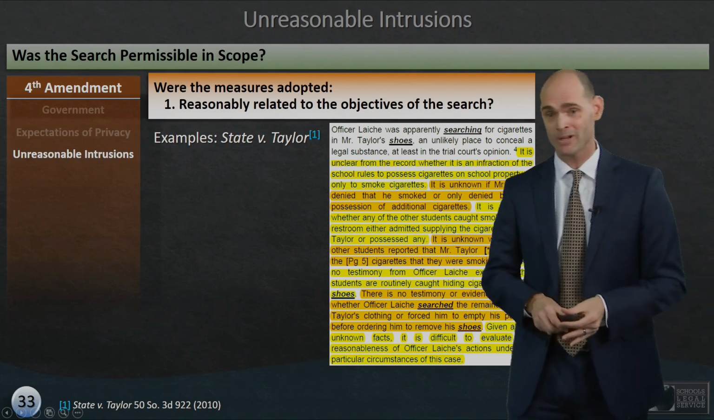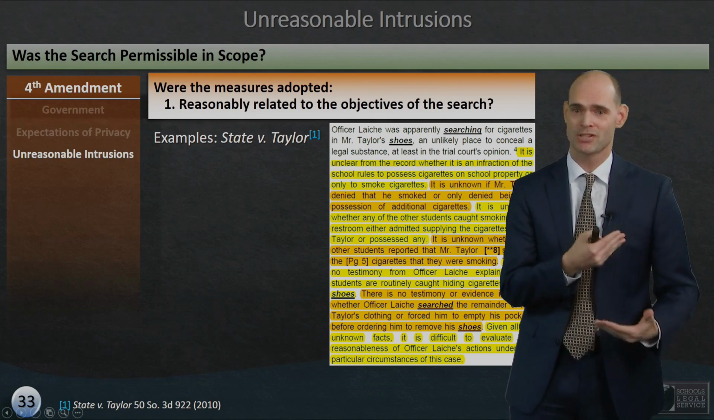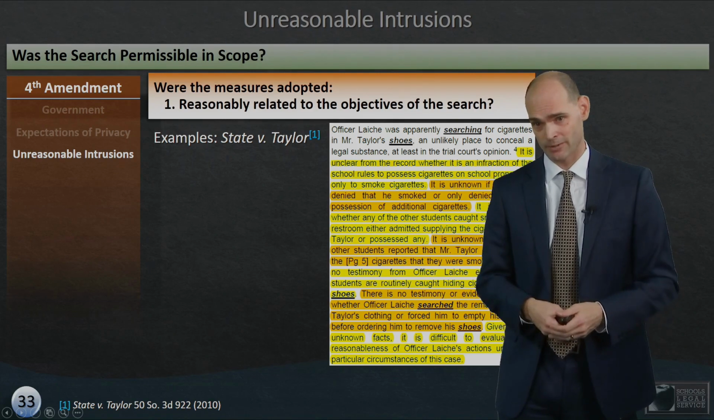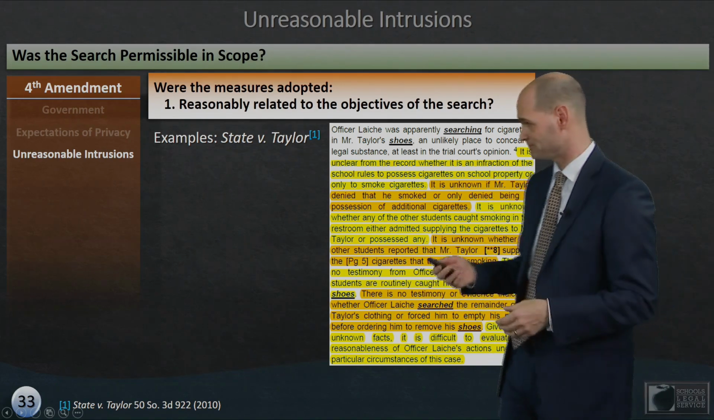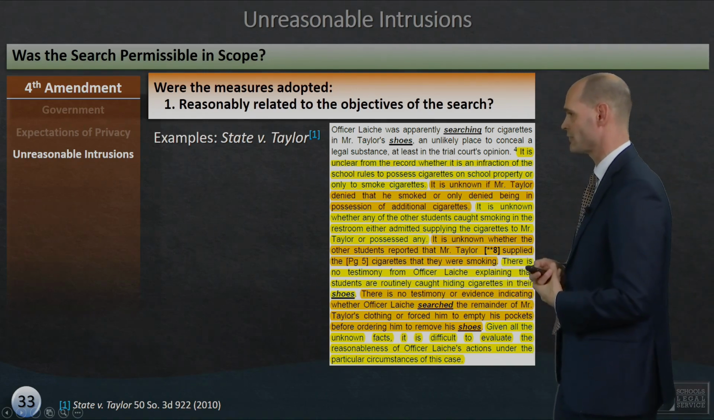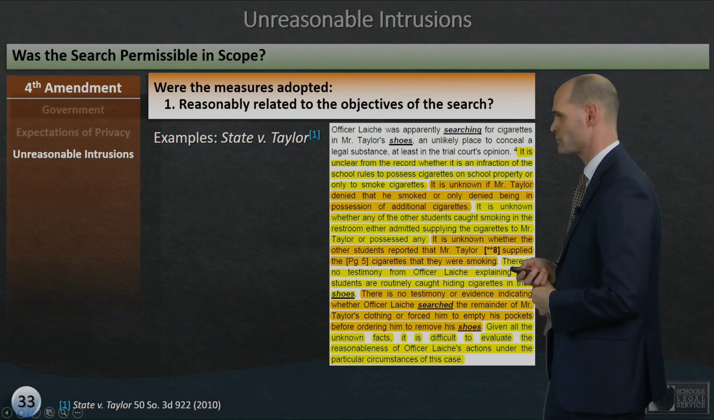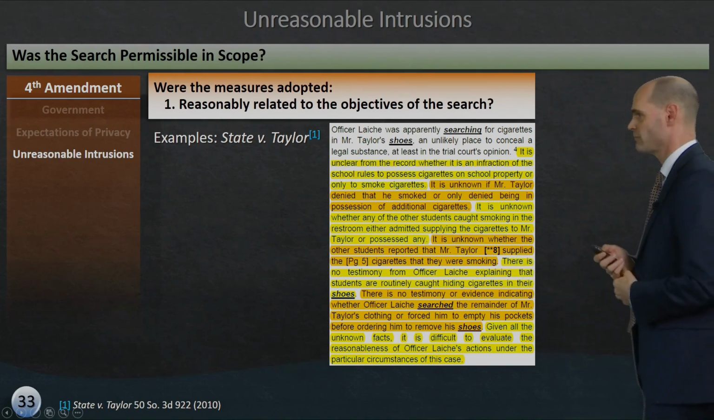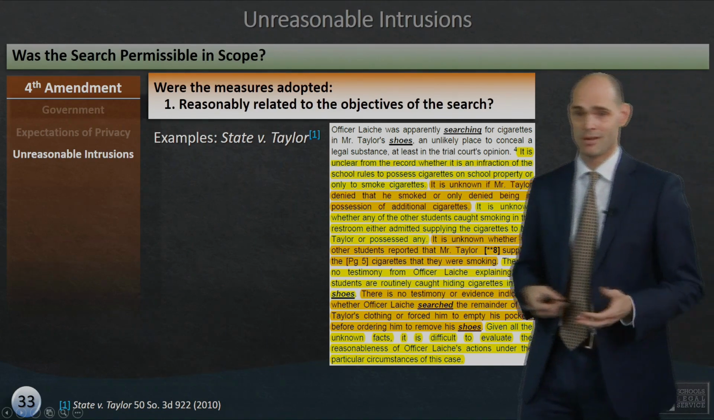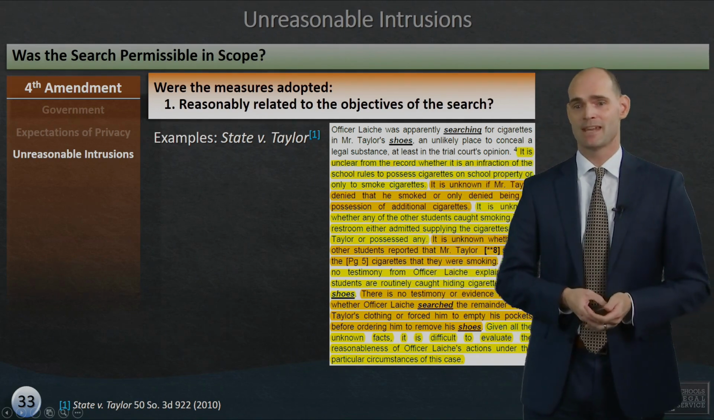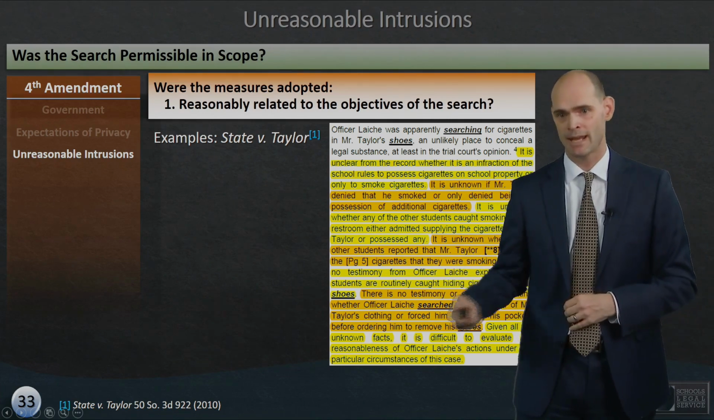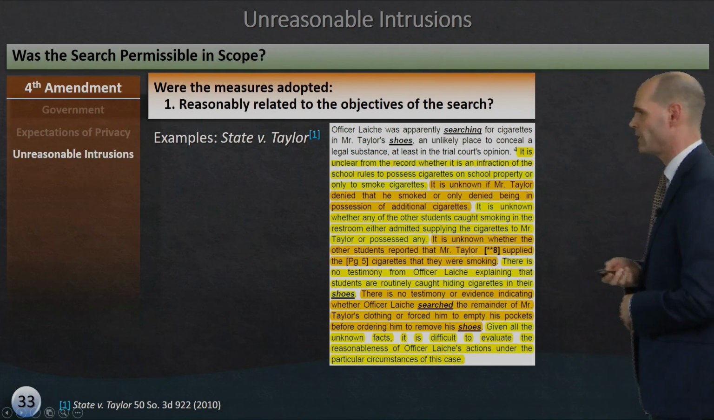Important, right? Why is that important? Well, because if there's information that tends to suggest that the target, the student, was the supplier, well, then it's more likely that he's going to be in possession of it, as opposed to just a recipient. It's unknown whether the other students reported that Mr. Taylor, the target, supplied the cigarettes that they were smoking. We talked about that. There's no testimony from the officer explaining that the students are routinely caught hiding cigarettes in their shoes. I don't know whether that was true or not, but just an example of your experiences. If that's something that you see all the time, you've got to put that down, because the reasonable person steps into your shoes with your knowledge and experience.